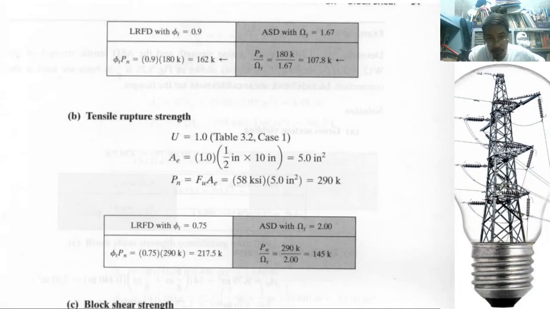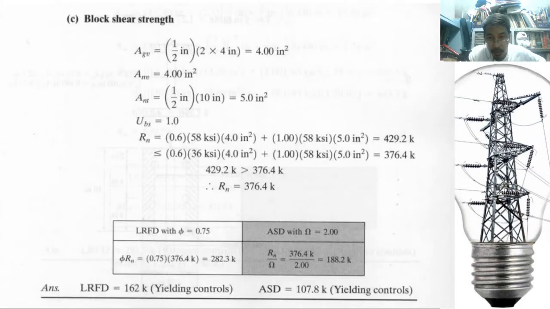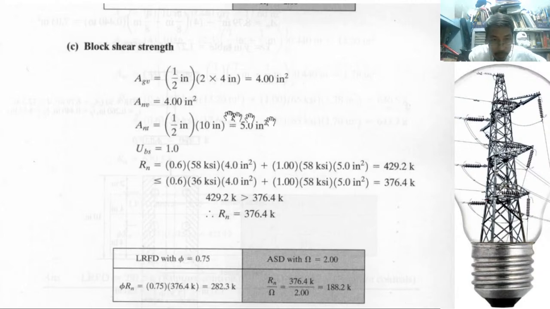That is supposed to be reflected here. So that is 10 for the tension, then thickness 1/2, so that is the area. Two welds of 4 inches each, times thickness, is the gross area. Since this is welding, the net and the gross are equal. They are equal, so Ubs is equal to 1. This is case number 1. Therefore, we can use this formula.